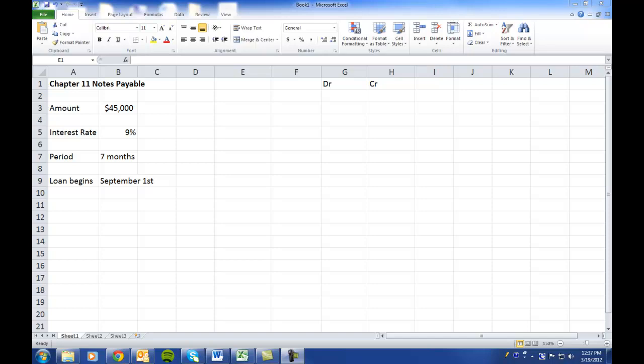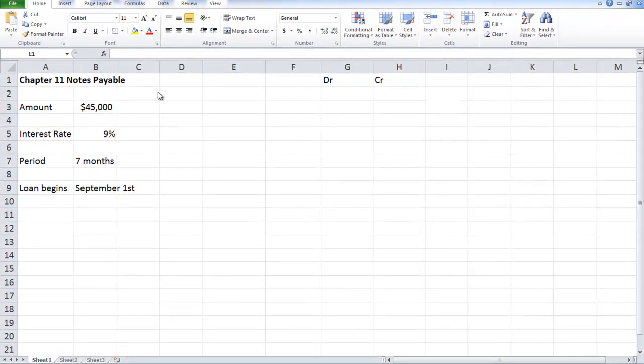So the assumption is that a company is going to borrow money from a bank. It's $45,000. They're going to get it on September 1st, and they're going to pay that loan off in 7 months. So 7 months from September 1st, we go September, October, November, December, January, February, March is 7 months. Okay, so we need to have the journal entry for the first day, which is September 1st.